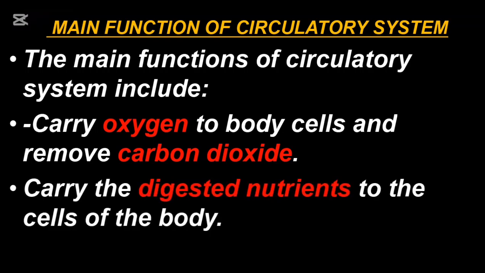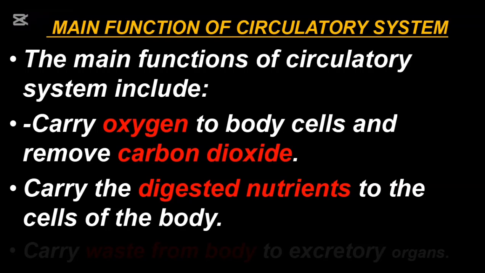Number two, the second function of the circulatory system is to carry digested nutrients to the cells of the body. The digested nutrients that we get from different foods are transported by blood through the circulatory system. When we eat food, we know that it includes different minerals, proteins, vitamins, and so on. Those nutrients are needed by our body, and they are transported into our body by blood in the circulatory system after the digestive system.